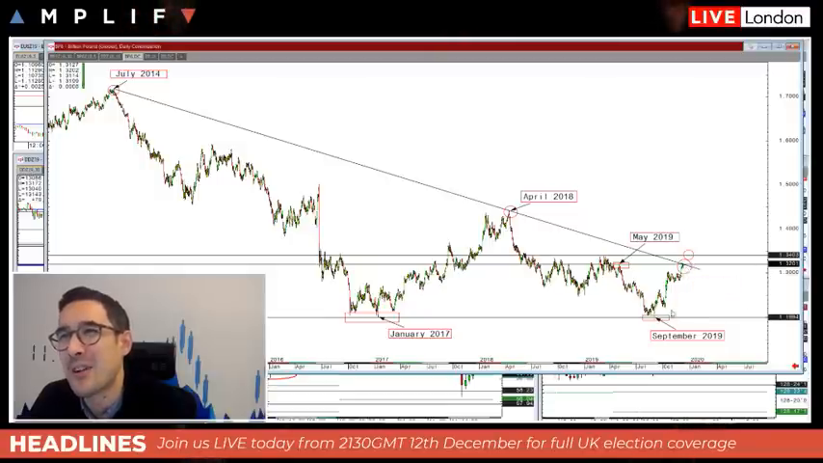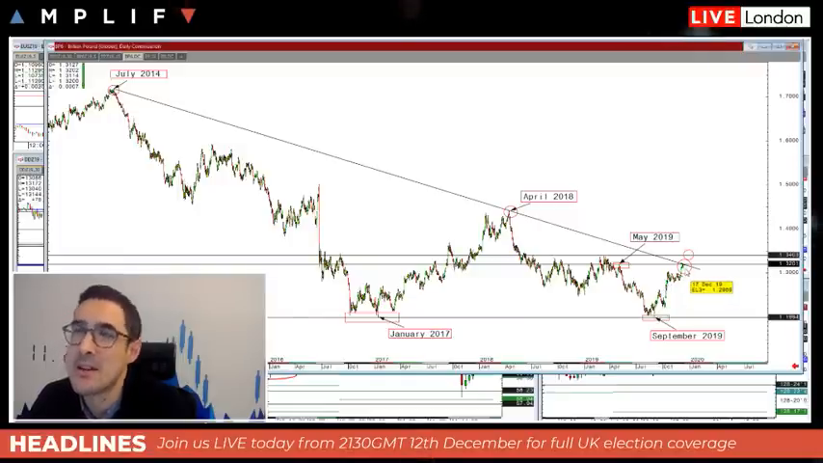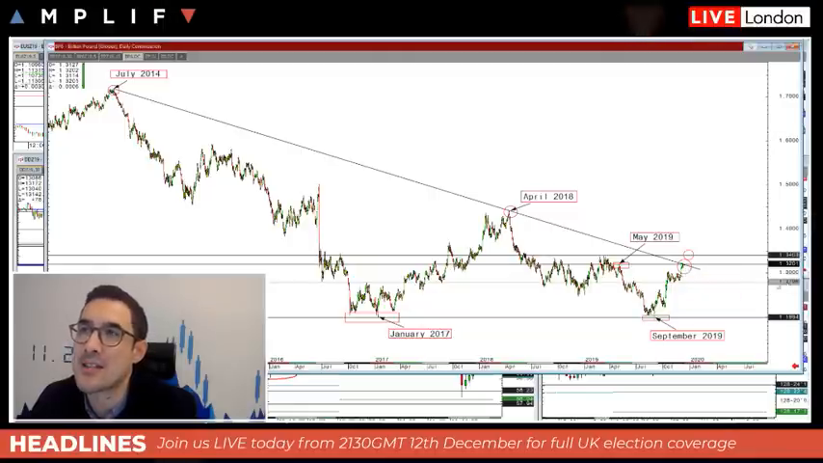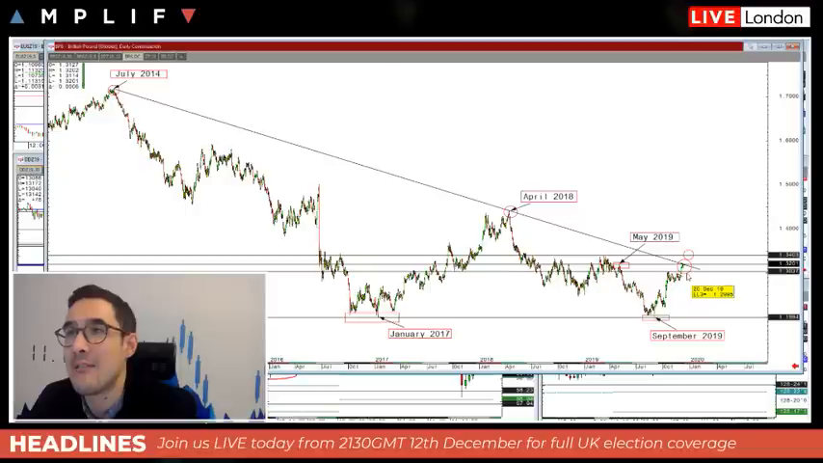But don't forget, a lot of this appreciation of the cable pair in FX has been the market pricing in the belief that the Tories were going to get a majority. So the bigger risk here, and we're going to go into this in loads more detail tomorrow night because we'll cover the full election live, is a pullback.